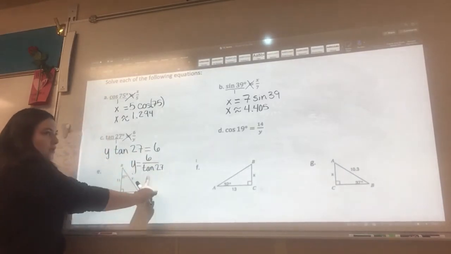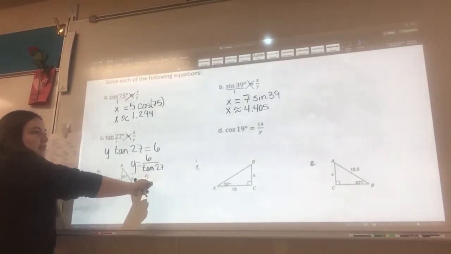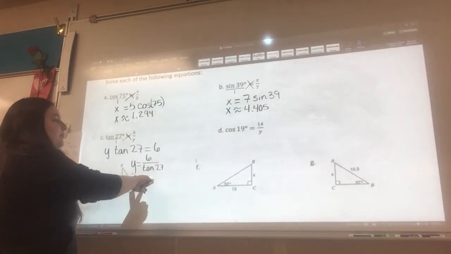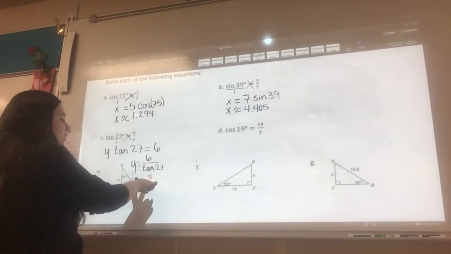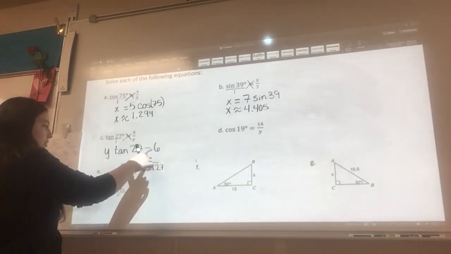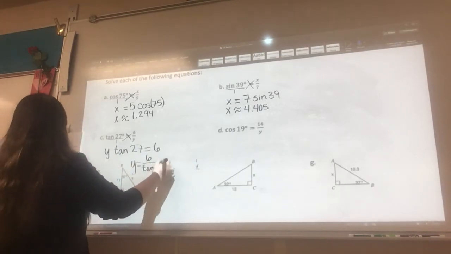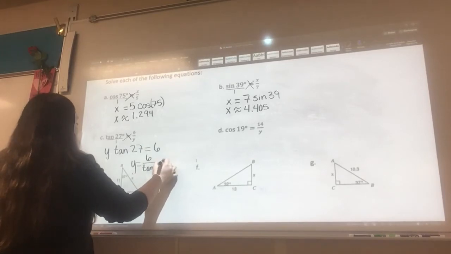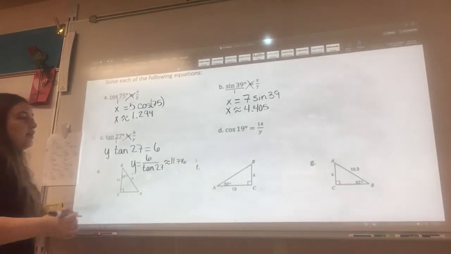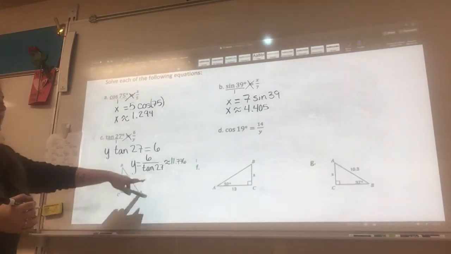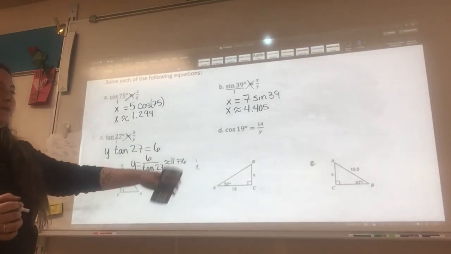This is where it gets tricky on your iPad. I highly suggest you use this calculator. So we're gonna take 6 and we're gonna divide by the tangent of 27. Make sure you go 6 divided by tangent of 27, and you're going to approximately get 11.776, okay? Again, highly suggest you use this calculator, please.